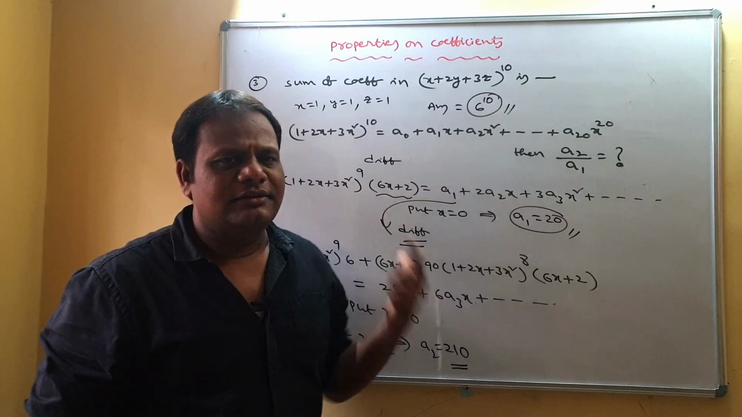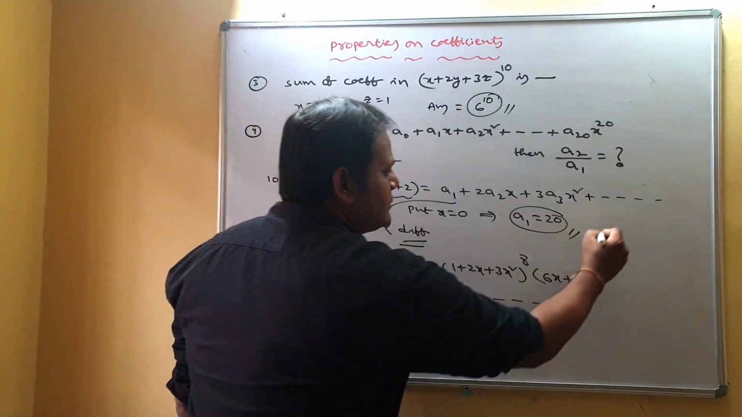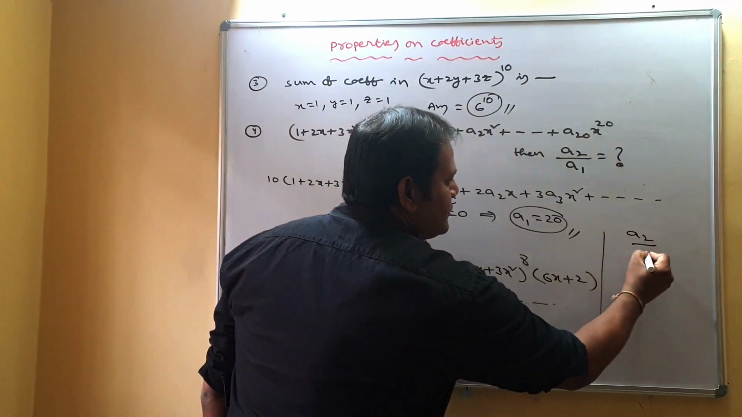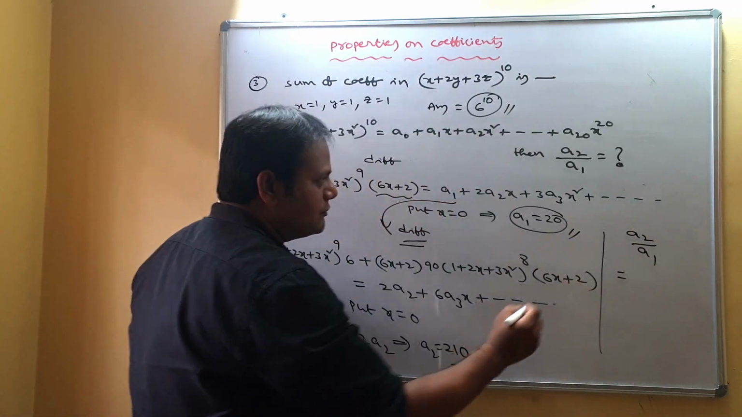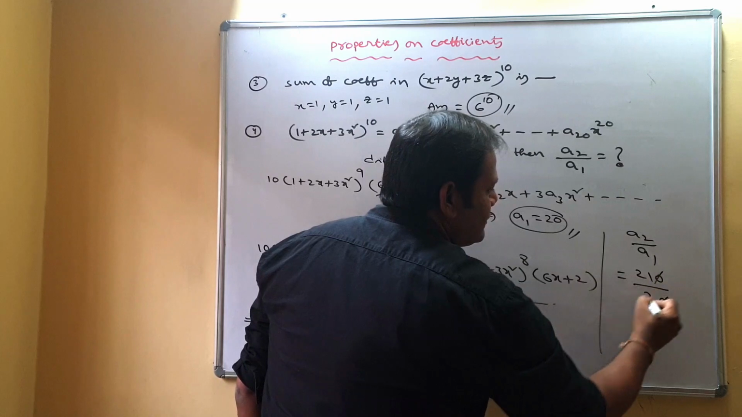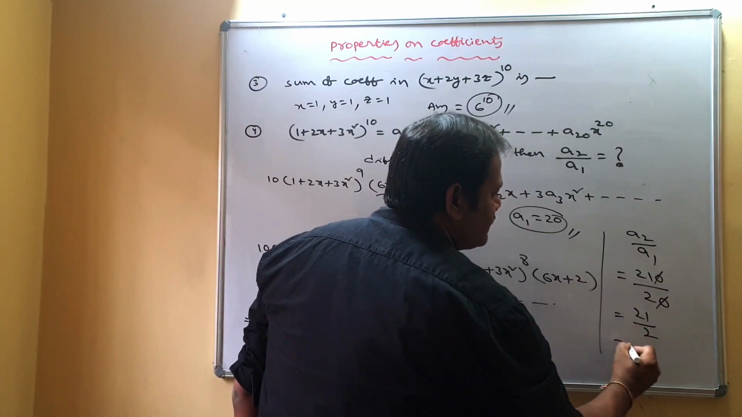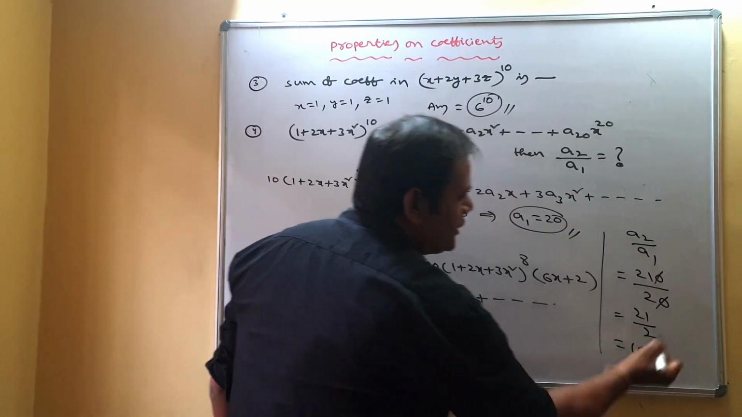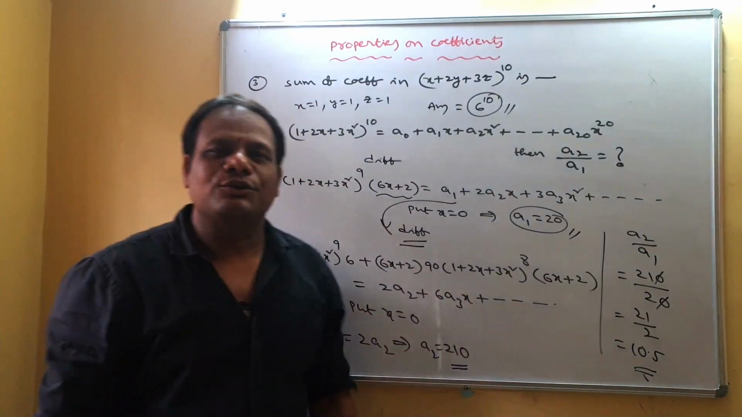What are they asking? A2 by A1. So we want A2 by A1. What is A2? 210. What is A1? It is 20. What is the answer? 21 by 2. What is it? 10.5. That is the answer to this problem.